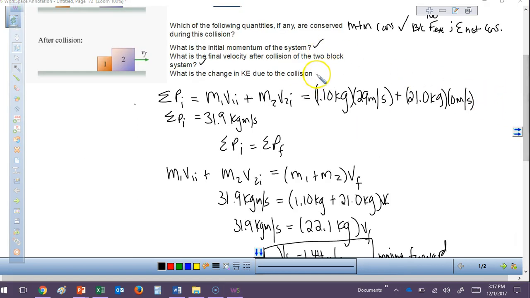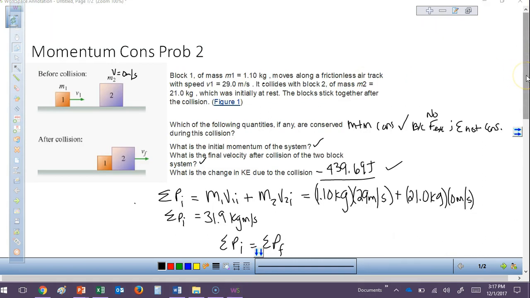So what is the change in kinetic energy? Negative 439.69 joules of energy lost in this problem. And that's again a characteristic of inelastic collisions, because when you collide, you're going to heat up those objects and a lot of energy goes into doing that.